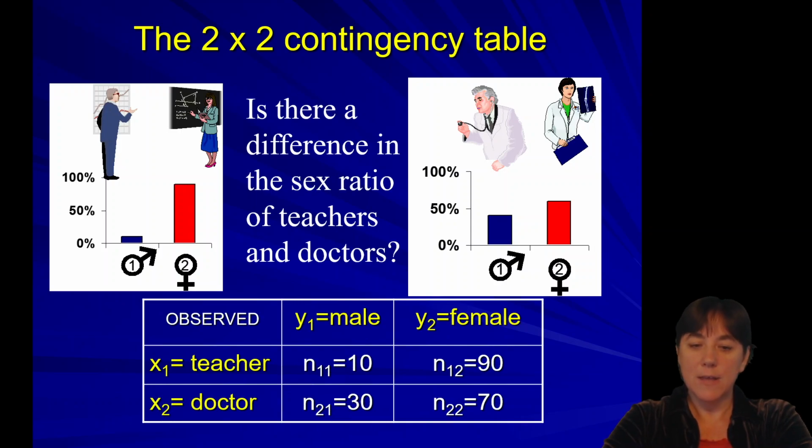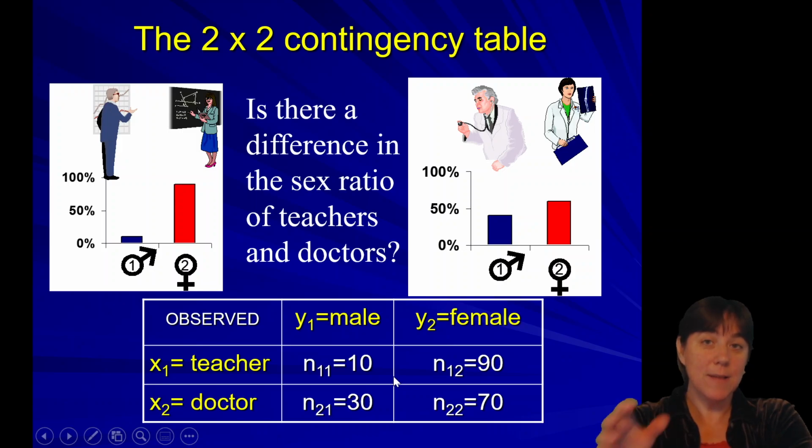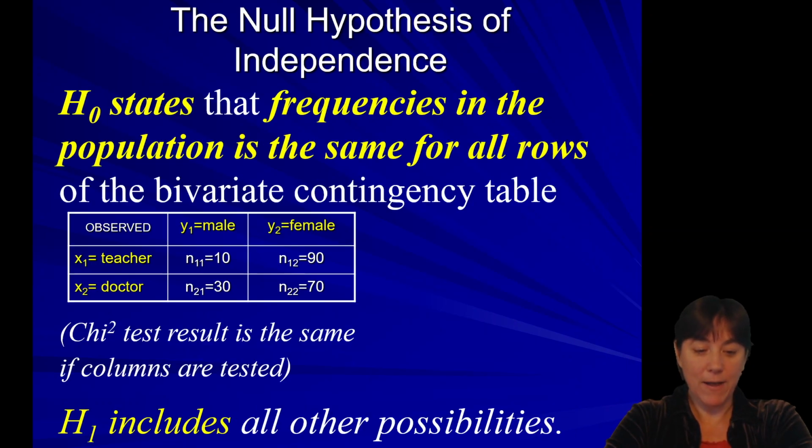Okay, so that's the logic in the 2x2 contingency table. And here we have really a 2x2 split. We have males and females, teachers and doctors, and we simply put in only the observed values. Why? Because in the contingency table, we will have a separate table for the expected values. The rest of the testing is very similar to the chi-square test we already talked about. The H-null again states that the frequencies in the population are the same for all the rows, basically saying that the distribution is similar for males and females in the doctors as compared to teachers. And as usual, the alternative includes all other possibilities.